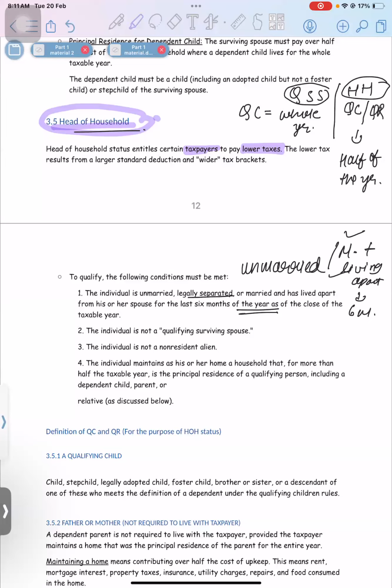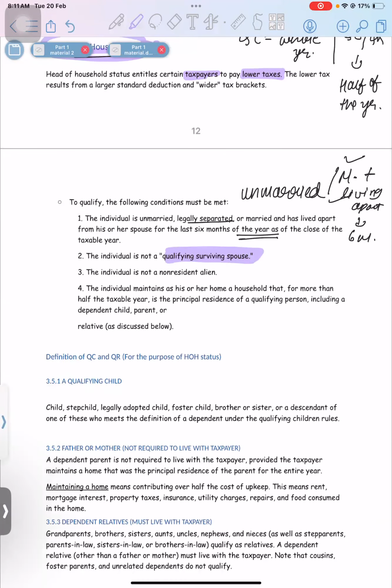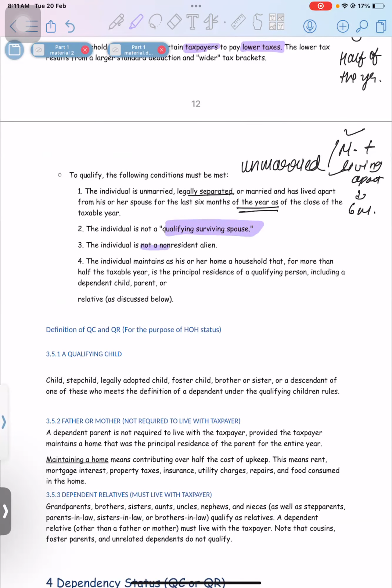And the individual should not be a QSS. If you are eligible for QSS, you can't go for HOH until 2 years. After 2 years, yes, obviously you can shift to HOH status. The individual should not be a non-resident. The resident and citizen can only go for the HOH status. And the individual should maintain his or her household for more than half of the tax year. Again, the word household means all the household related expenses. What will that cover?